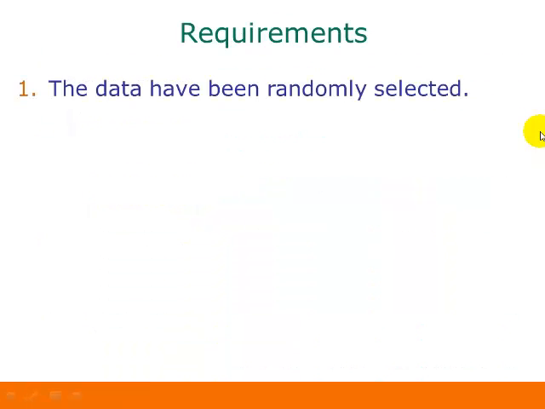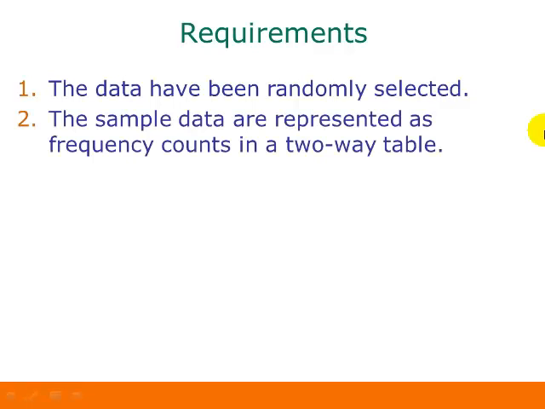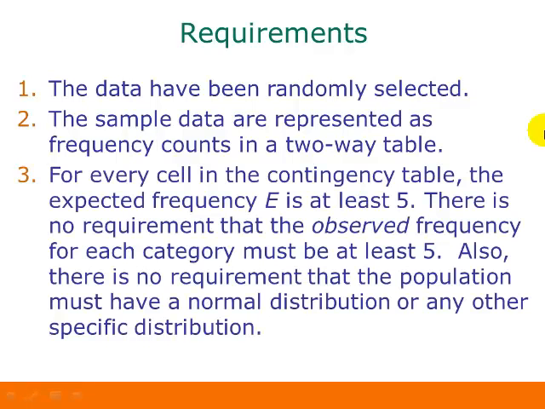The requirements to do this type of test are that the data have been randomly selected. The sample data are represented as frequency counts in a two-way table or a contingency table. And for every cell in the contingency table, the expected frequency E is at least 5. Now, there's no requirement that the observed frequency must be at least 5. And the other thing about this type of test is that there's no requirement that the population must have a normal distribution or in fact any other specific distribution.